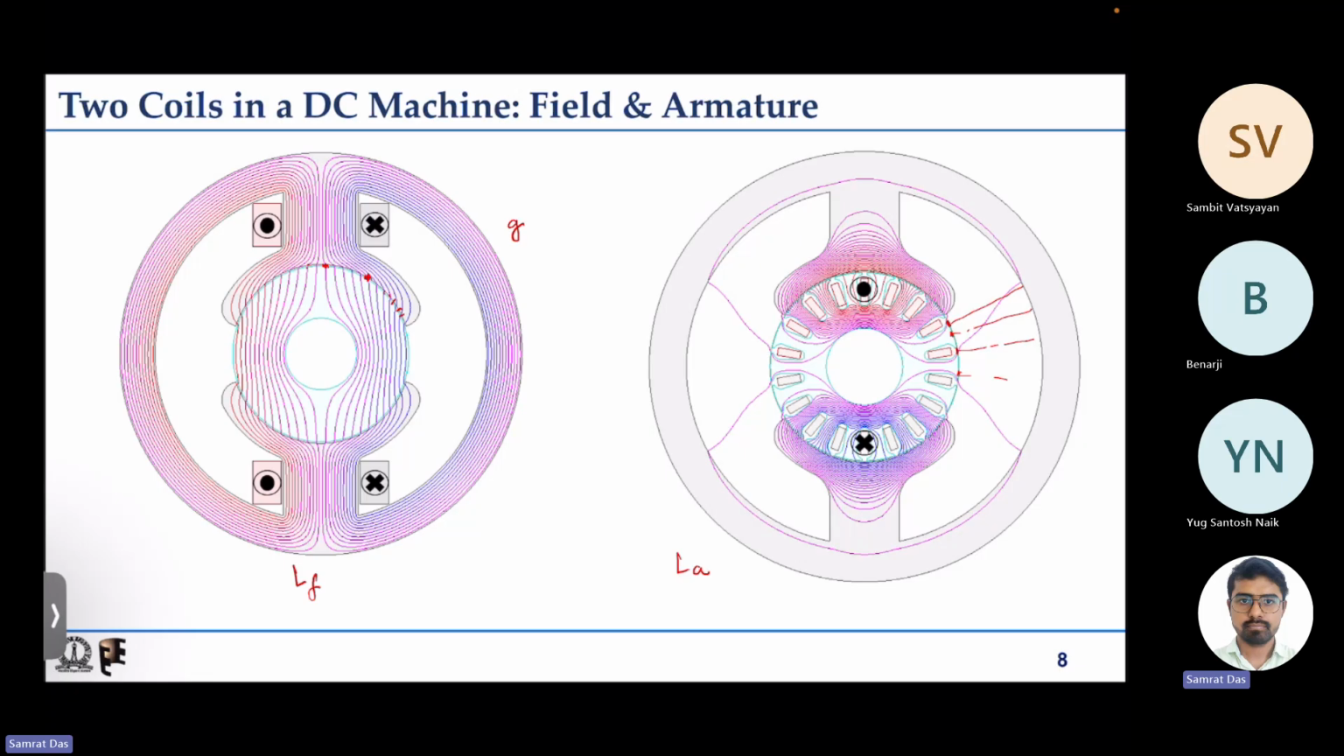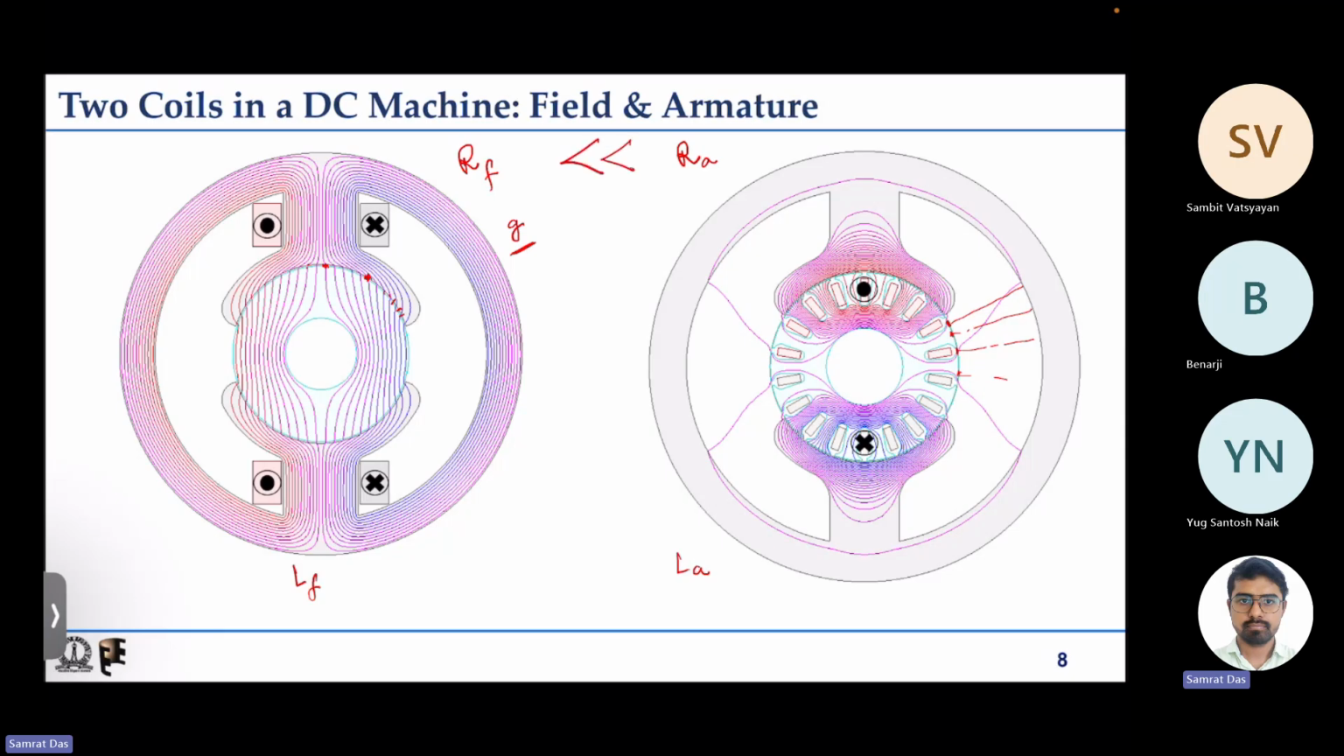We can see that the field winding flux path length through the air gap is small, but for the armature winding it is big. That means, whatever is the effective reluctance seen by the field winding, Rf, and the effective reluctance seen by the armature winding, Ra, because Ra involves a longer path through the air gap, it will have a very high value compared to Rf.